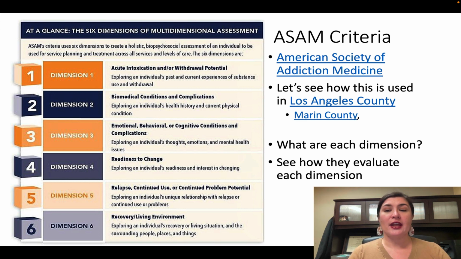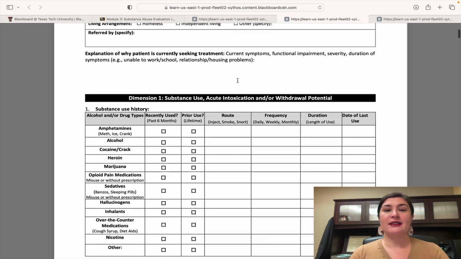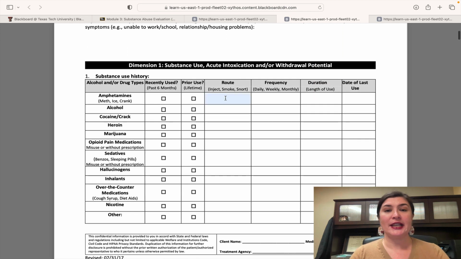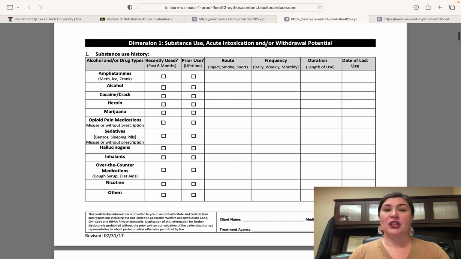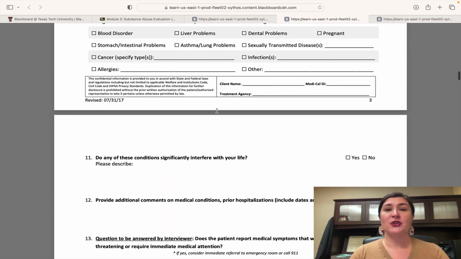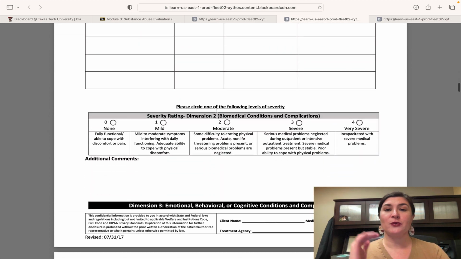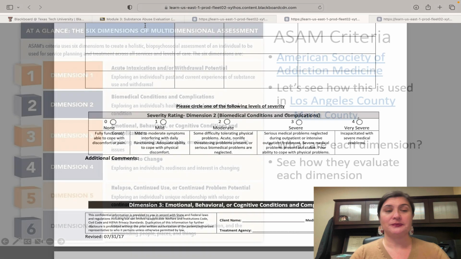Let's also take a look at how this is used in the Los Angeles County example provided in the handout, the recommended handout. In this tool, you can ask the client questions that are directly related to the ASAM dimensions mentioned in this slide. Dimension 1, substance acute intoxication. So you're asking these questions for this client so you can get a better grasp of each one of those dimensions to give you a better understanding of the multidimensional aspect of this client's story.